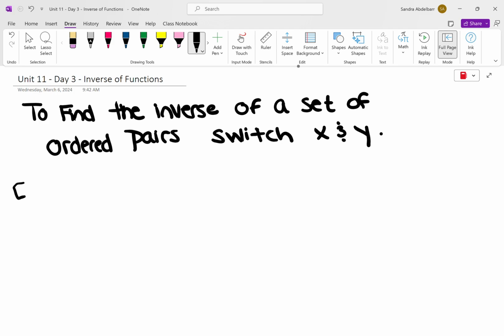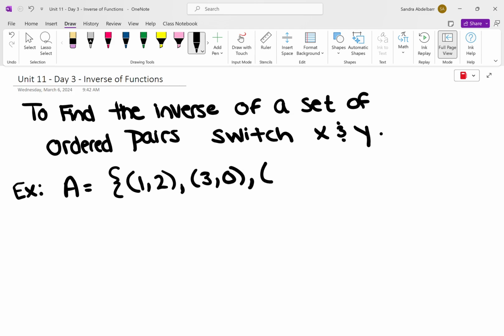So an example would be, let's say I have set A, and in set A, I have the points 1, 2, 3, 0, 4, negative 1. And I want to find the inverse of this set.